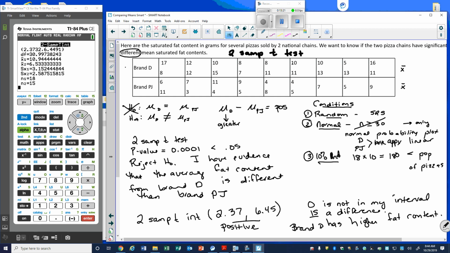Okay, and I can even say by how much. They measured this, I'm assuming in grams. So I could even say that it has a higher fat content somewhere between 2.37 and 6.45 grams higher than the other one. It's somewhere in that interval.